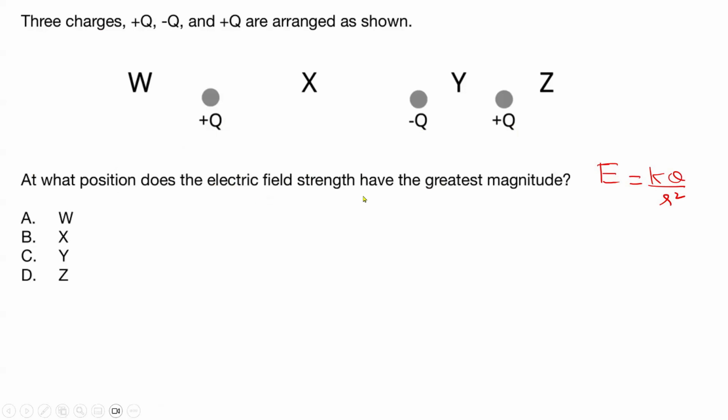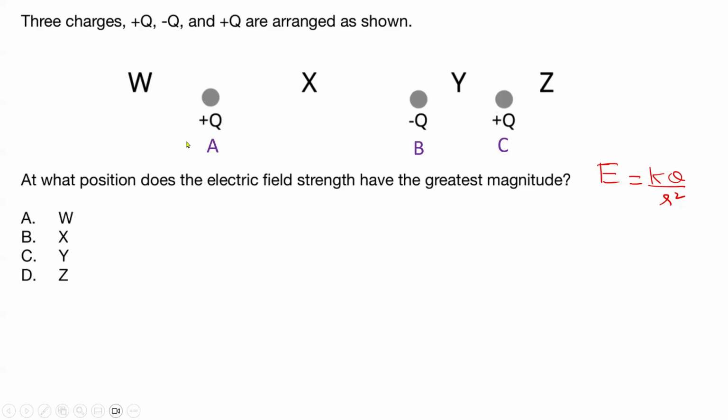Electric field strength is a vector quantity. For a positive charge, electric field lines all originate away from the positive charge. So let's draw the electric field lines. Before that, let's label all the three charges. Let's say we label A, B, and C for the respective three charges.